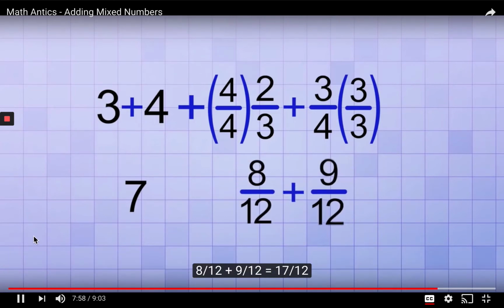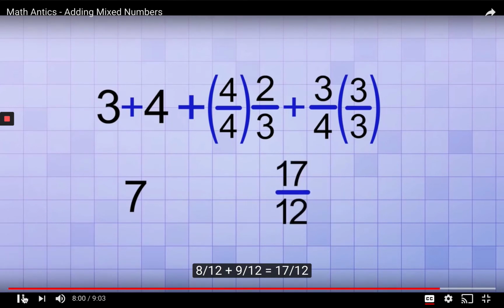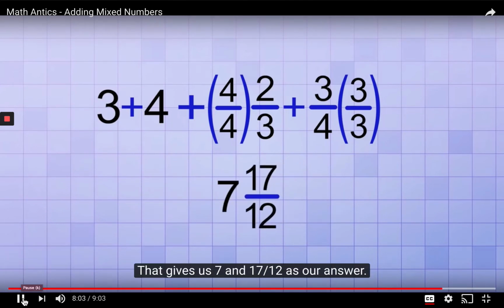8 over 12 plus 9 over 12 equals 17 over 12. And that gives us 7 and 17/12 as our answer.